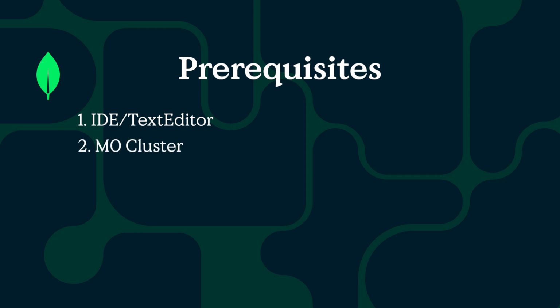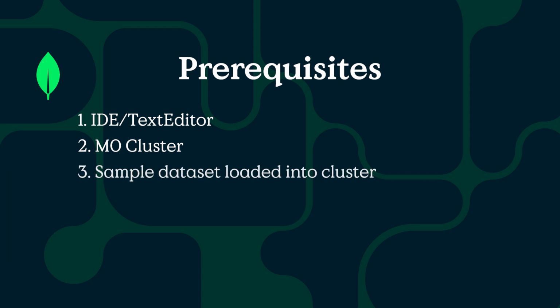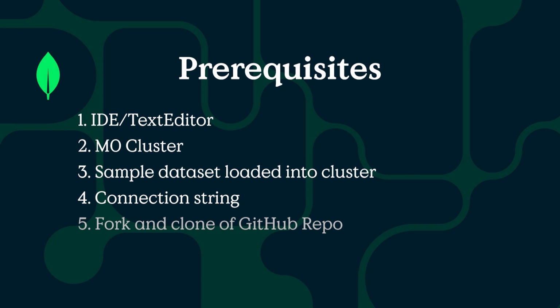You'll also need an Atlas M0 cluster, which is our free forever tier perfect for development, the sample dataset loaded into this new cluster, your connection string for use in the application settings, and last but by no means least, a fork of the GitHub repo that's cloned locally onto your machine that we'll be adding search to. Links to all of these can be found in the video description below.